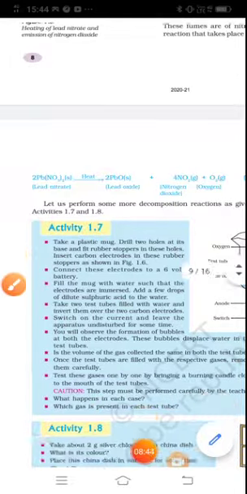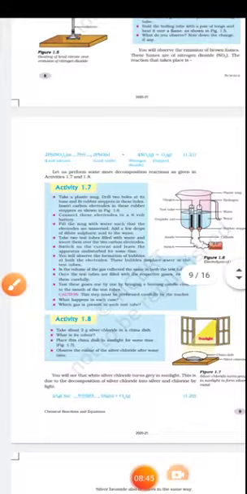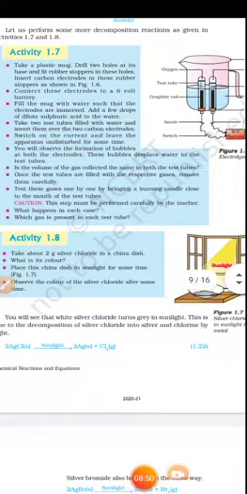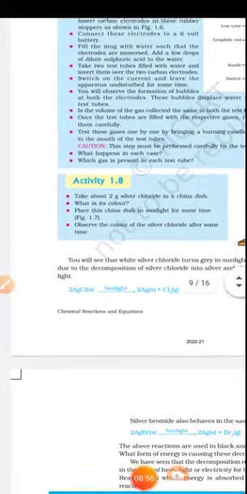Now you can see this reaction. You will do the activity at your home. I have to revise only.